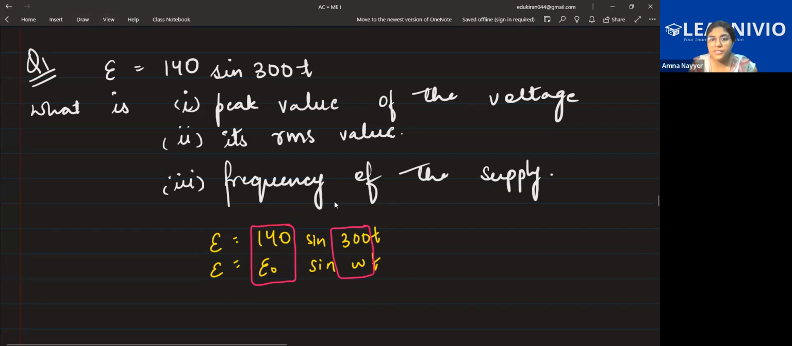So the first question is peak value of the voltage. Peak value of voltage means E naught. So we have got it. E naught, it is already mentioned that this is equal to 140 volts, like this.